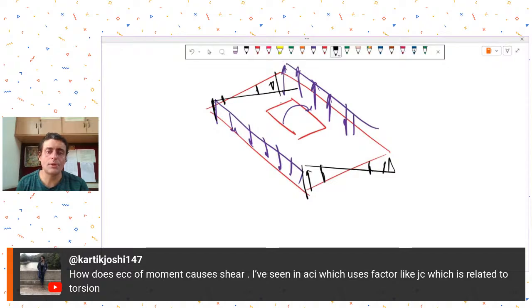So it's not the torsion per se, but it is the eccentricity of moment that is causing shear. If you want to get the details of this, we have discussed it in our flat slab course as well as the course in ACI concrete design that we are doing.